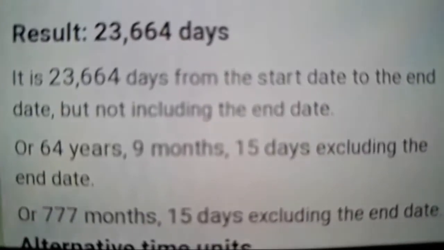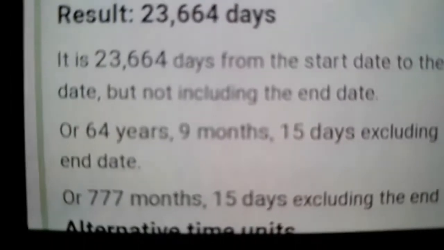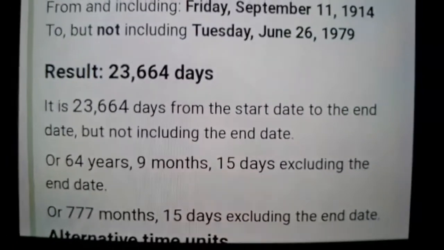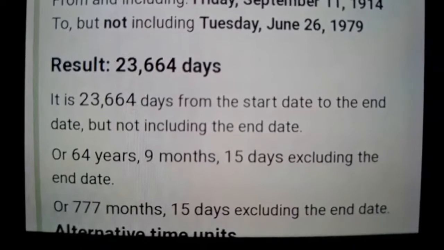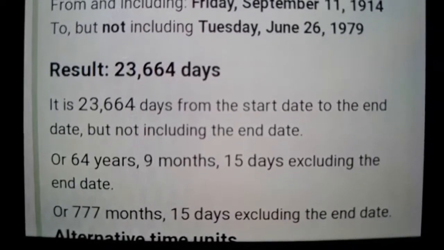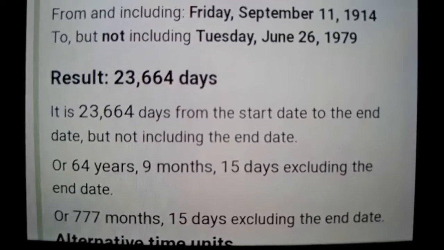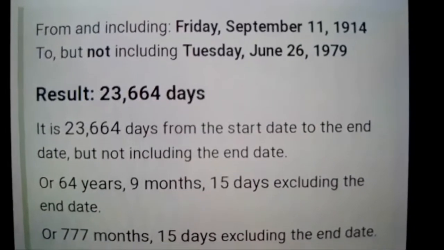Hold on. I cannot focus this stupid thing, man. Anyway, I just thought that was interesting that it had the 777. But this is not a big deal, this one.